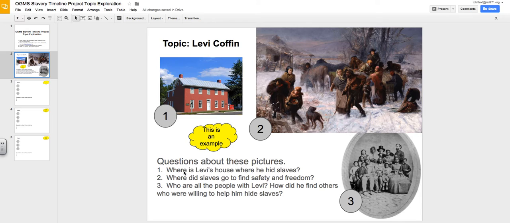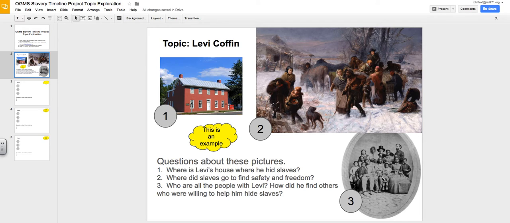number 1 says, where is Levi's house where he hid slaves? So it's referring to this photograph. 2 says, where did slaves go to find safety and freedom? That refers to this illustration. And then 3, who are all the people with Levi in the photograph of him? And how did he find others who were willing to help him hide slaves?